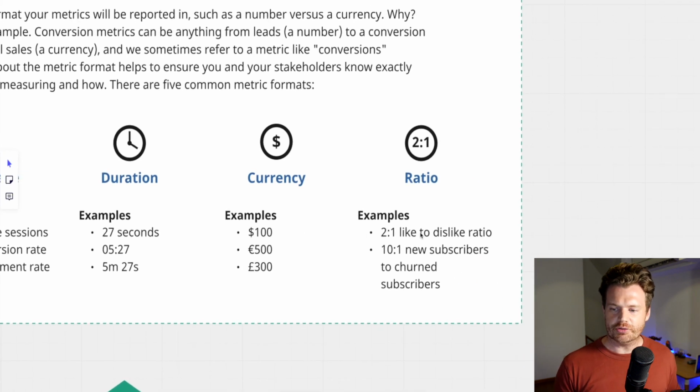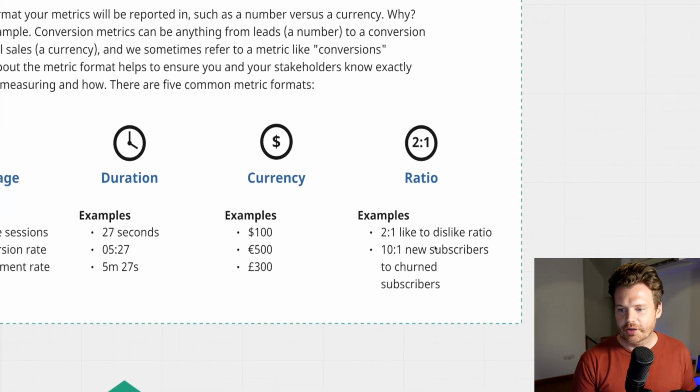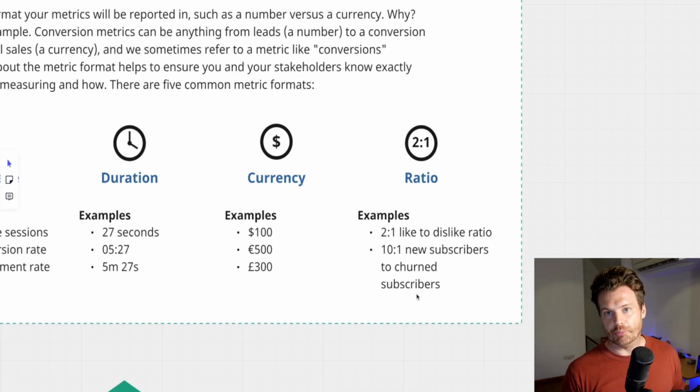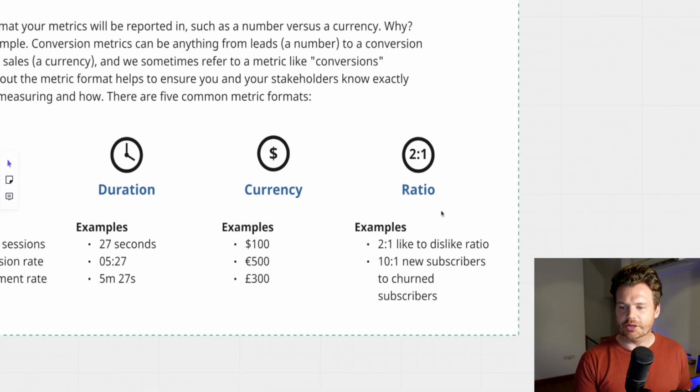And finally, you have ratio metrics. A great example of where you'll see this is if you have a YouTube channel, how they report on engagement. They give you a like to dislike ratio. So ratio metrics are probably going to be a little bit less common, but they do show up from time to time.